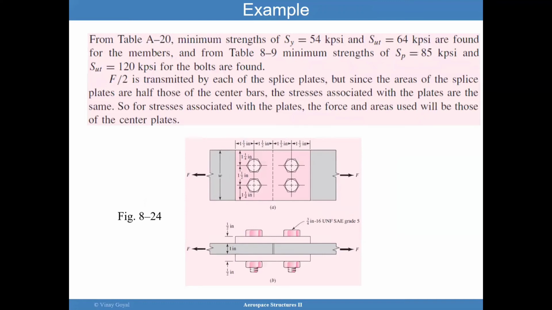So we can determine the minimum strengths that correspond to the members, and then we can determine minimum strengths that correspond to the bolt. The strength information can be found in MMPDS, typically for aerospace applications, and bolt data is typically provided by the suppliers or can be found through online sources. We realize here that by applying a force F, about half of that is transmitted by each of the splice plates.